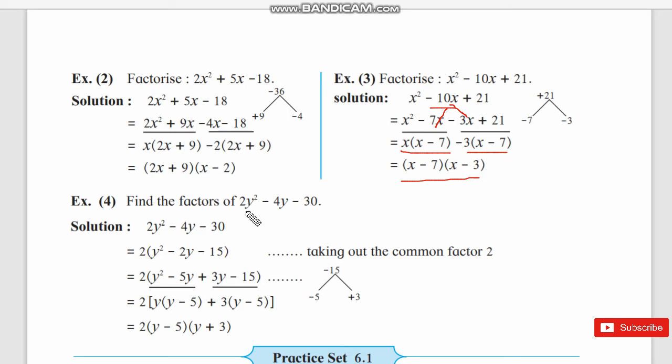Let us see, 2y square minus 4y minus 30. So what have they given? They take the common factor from all the terms. It means that in this expression 2, 4 and 30 are multiples of 2. So first of all, what is our first common factor? 2 is the common factor, and what is the remainder in the bracket? Y square minus 2y minus 15. Now we just factorize the minus 15.